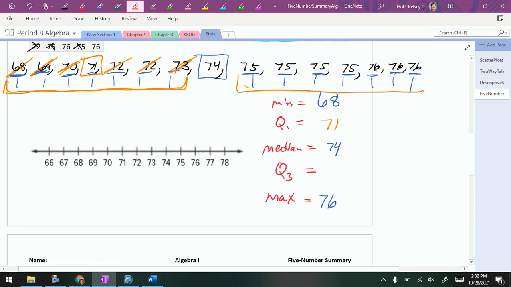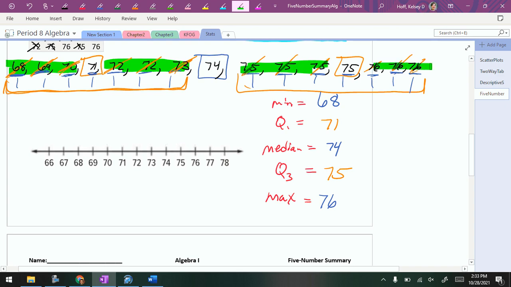And if you do the same thing on the upper half, what do you get for Q3? 75. Now look for a second here. 3 numbers, then your Q1. 3 numbers, your median. 3 numbers, your Q3. 3 numbers. That should happen every time because it's 25%.